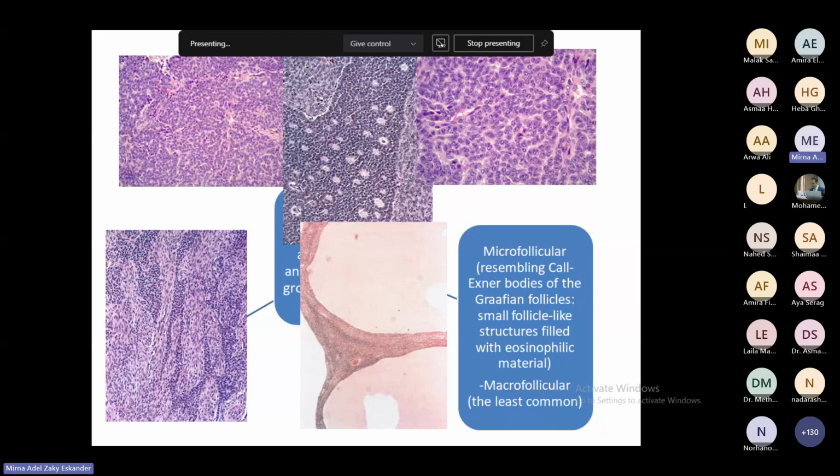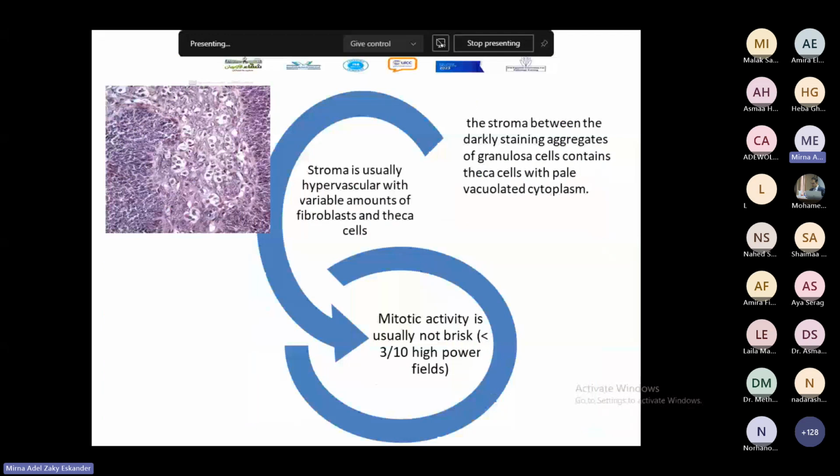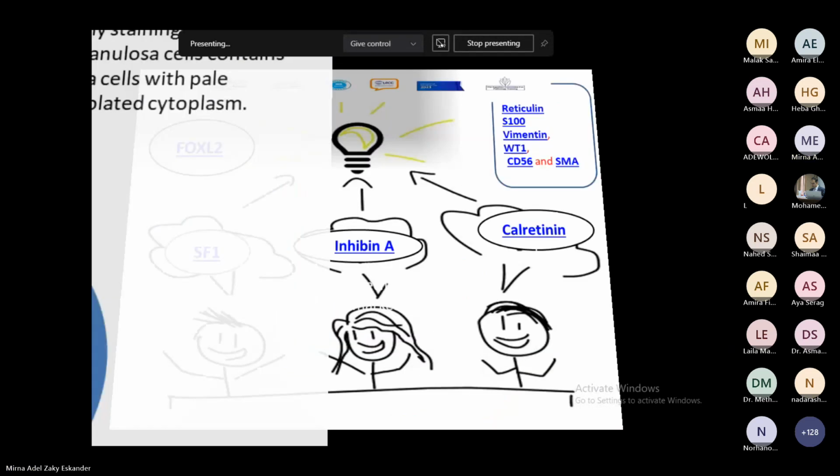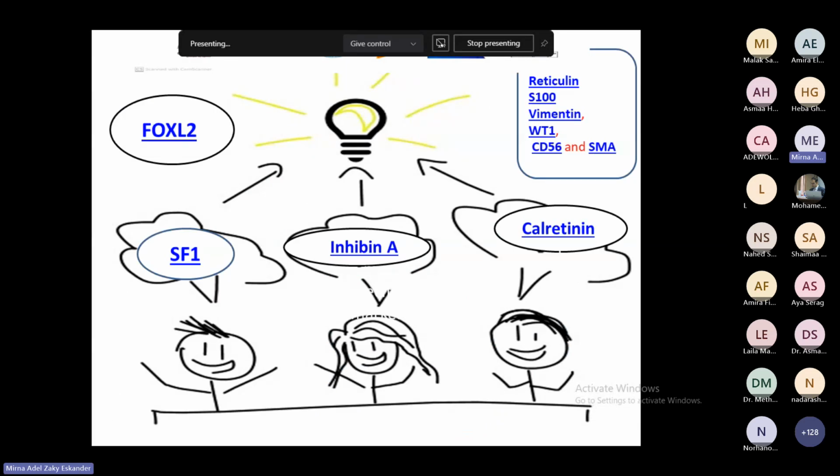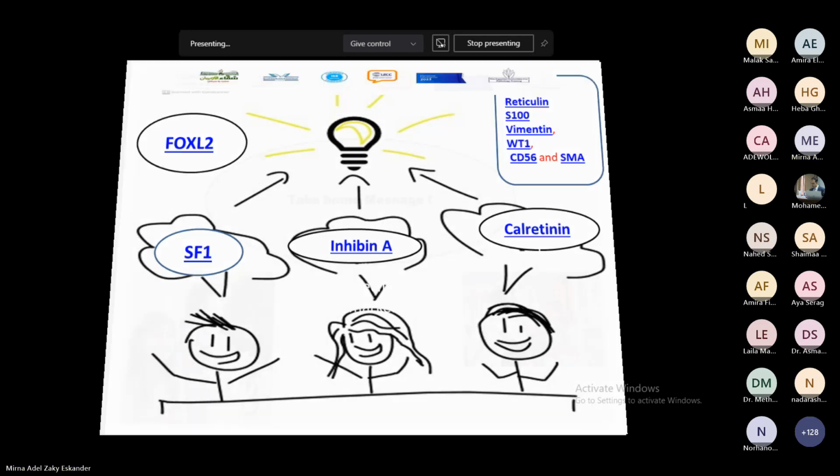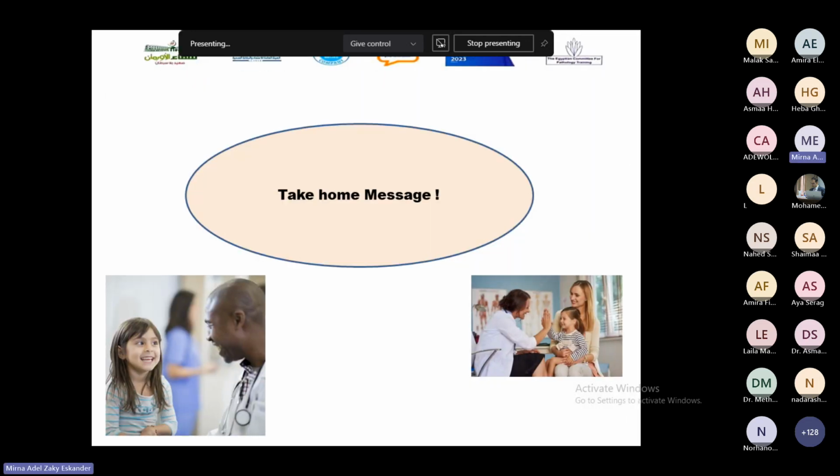The stroma of the tumor is usually hypervascular with variable amounts of fibroblasts and theca cells. As we can see, darkly stained aggregates of granulosa cells containing theca cells with pale vacuolated cytoplasm. The mitotic activity is usually not brisk, only 3/10 per high power field, as we can see in our case. It is positive with FOXL2, SF1, inhibin A, calretinin, and also gives positive results with reticulin, S100, vimentin, WT1, CD56, and SMA.